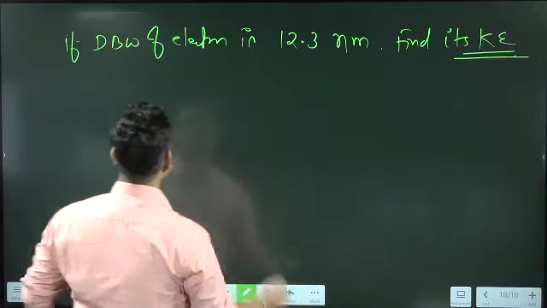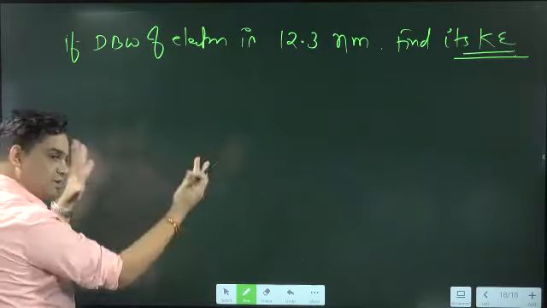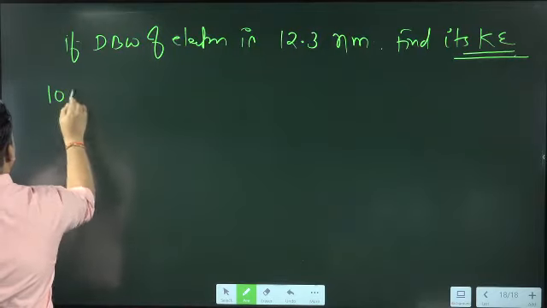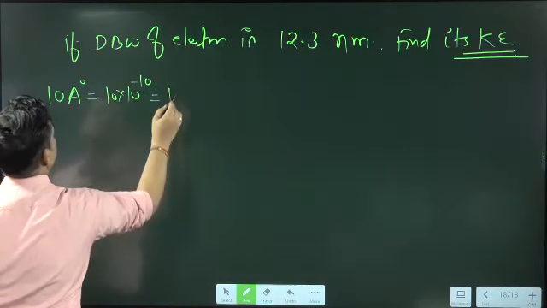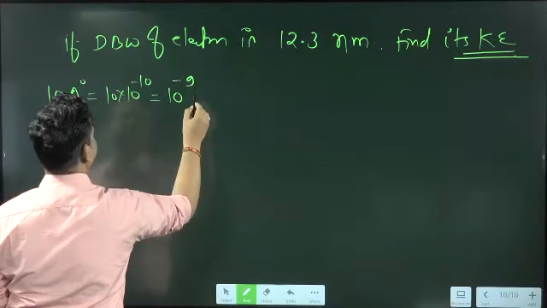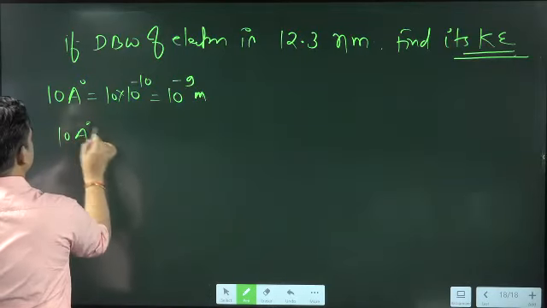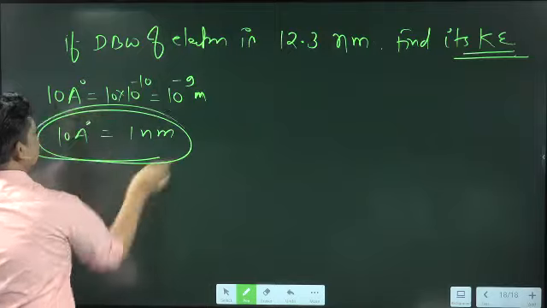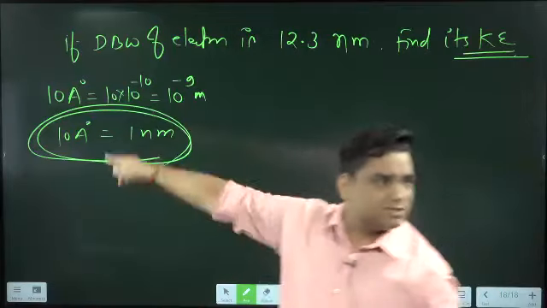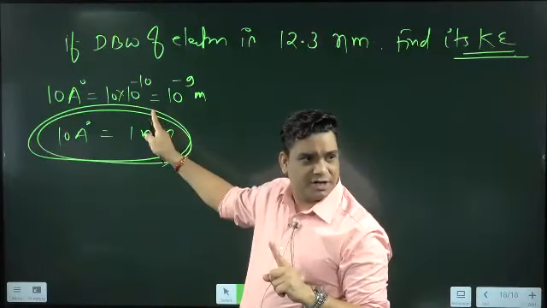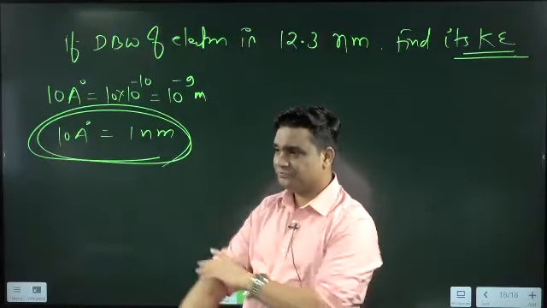Okay, let's do it. Remember this thing, because generally mistakes happen here, and this is used in so many places. 10 angstrom is basically 10 × 10⁻¹⁰, which is 10⁻⁹ meter, so 10 angstrom becomes basically 1 nanometer. This is the relation we need to remember. Angstrom is 10⁻¹⁰, and nano is basically 10⁻⁹, so 10 angstrom is 1 nano.